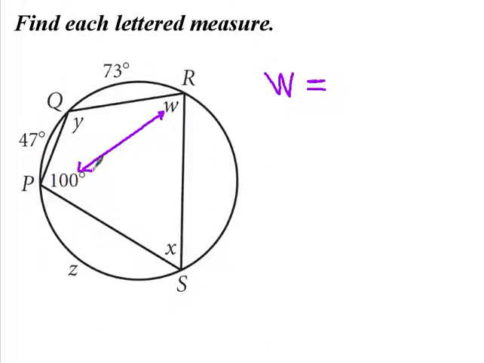Those are in a quadrilateral, right? The quadrilateral is inside the circle. Those are opposite angles. Opposite angles in a quadrilateral are supplementary, which means they add to 180. So W has to be 80 degrees.